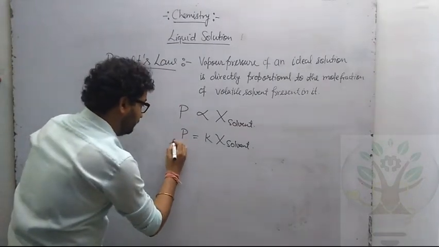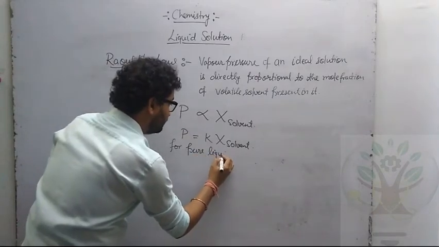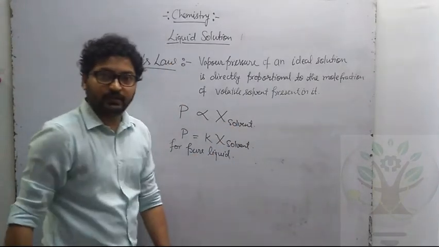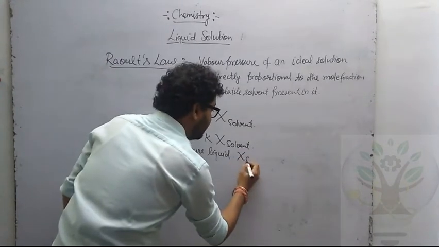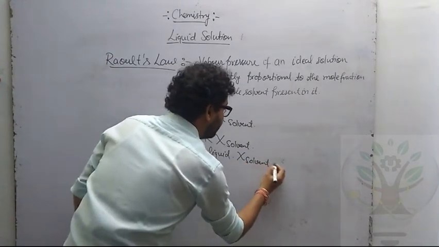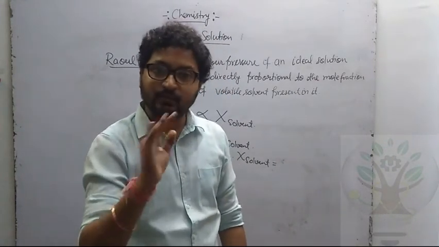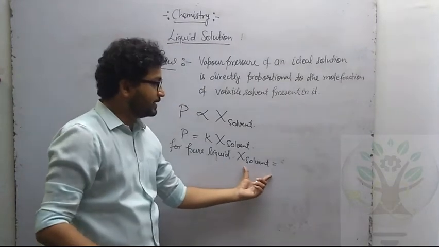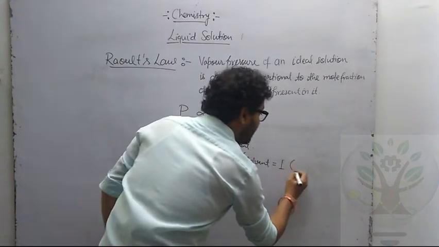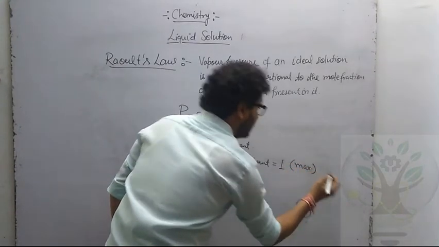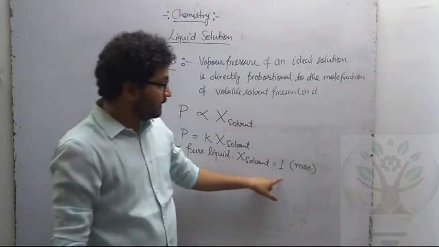Now, for a pure liquid, let's say I have a pure liquid. Can you tell me X solvent will be how much? If I have just one type of thing, that is solvent, so for a pure liquid X solvent will be equal to 1. And let me tell you, it will be maximum. You can't have more than one mole fraction. Are you getting this thing? So for pure liquid, X solvent will be 1.